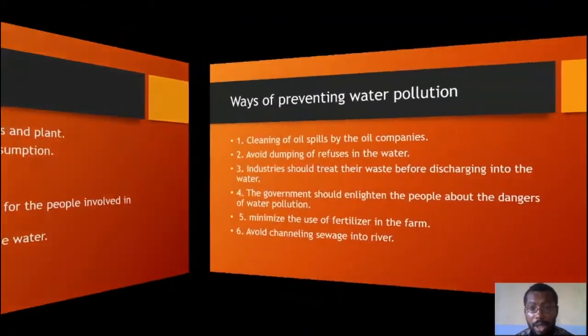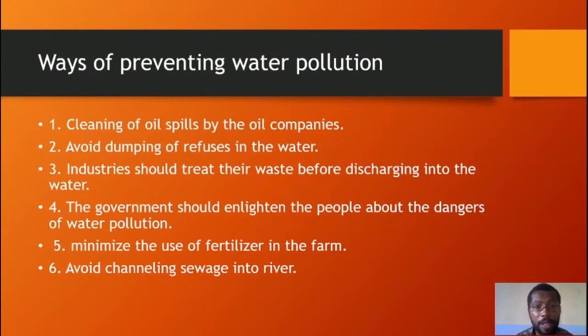So now let us continue. Now let us look at the last. That's ways of preventing water pollution. How can we prevent water pollution? Cleaning of oil spills by the oil companies. So if there is an oil spill, it is nice that the oil companies control it by cleaning up.